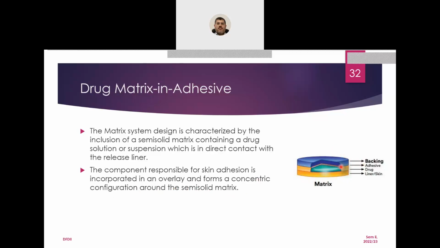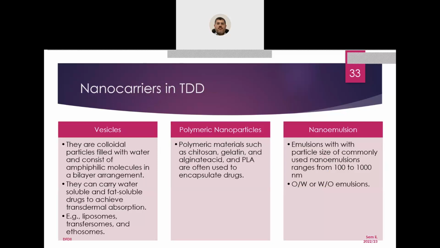So when we say adhesive, this arrow doesn't mean the adhesive on top. No, the adhesive is around. Okay, so once you remove the liner, again, you'll see the adhesive like a ring. The adhesive will be like a ring surrounding the transdermal drug delivery system. From the bottom it can be seen, it will attach to the skin.